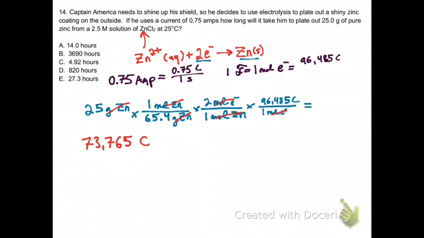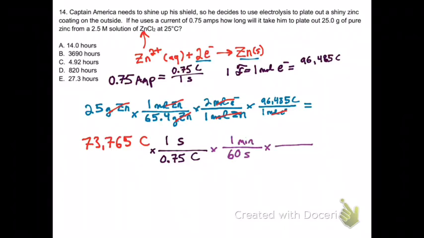Amperage allows us to relate charge and time. So let's do just that. We know that for every 1 second, there are 0.75 coulombs of charge using our conversion factor. And now it's just a matter of getting it into the right units of time. So there are 60 seconds in 1 minute, but we want hours. And there are 60 minutes in 1 hour.